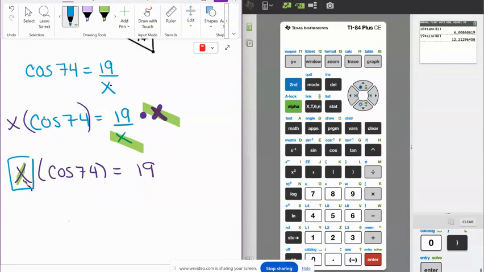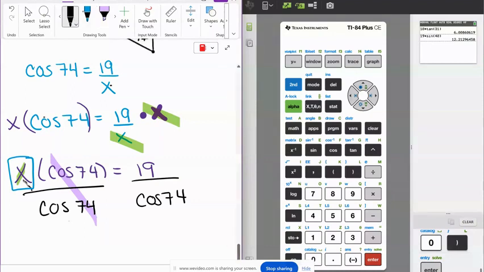How would I now just solve for x? What should I do? I need to get rid of the cosine 74. Isn't it multiplication between the x and the cosine of 74? I have to get rid of the whole cosine 74, not just cos and leave the 74. I want to get rid of the whole thing. Now I can divide on both sides. So I'm going to divide by the cosine of 74. So x will equal 19 divided by the cosine of 74.